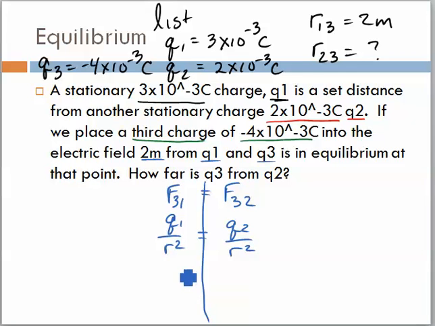When I plug this information in here, I get 3 times 10 to the negative third over the radius squared, where the distance between 1 and 3 is 2. 2 squared is 4. And the charge of number 2 is 2 times 10 to the negative third. And the distance between 2 and 3, or 3 and 2, we don't know yet, so I'm going to put r squared there.